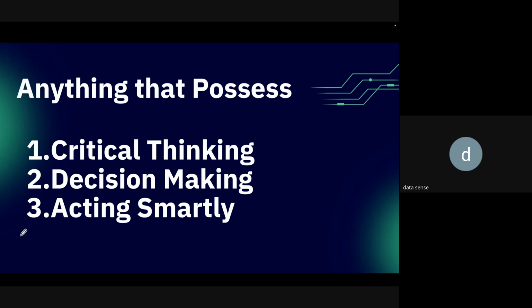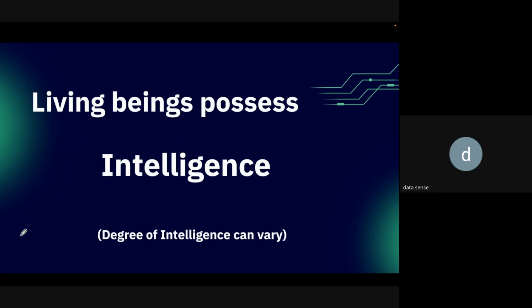So artificial intelligence means these things, critical thinking, decision making, and acting smartly, which we need to build. Basically, these are called intelligent features of anyone. If any living being possesses these things, he is an intelligent person. Now, the degree of intelligence can vary. Someone can be more, someone can be less, but he is intelligent, right? Agreed, anyone? Any doubt? Everyone knows that every living being possesses some level of intelligence, good or high, I don't care. But everyone has some intelligence.